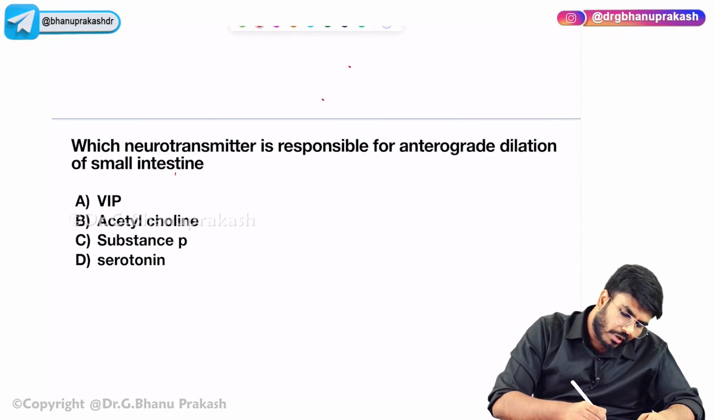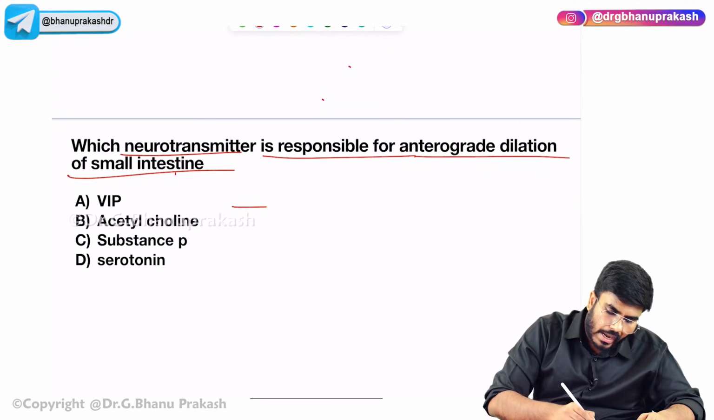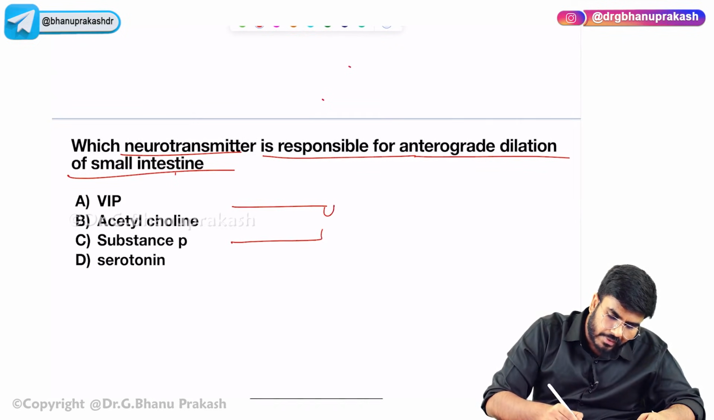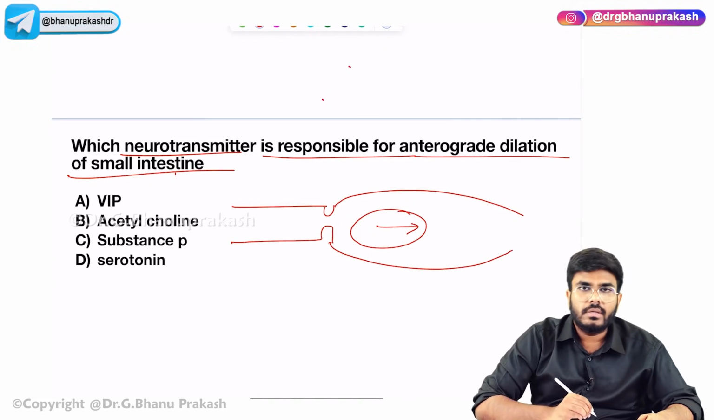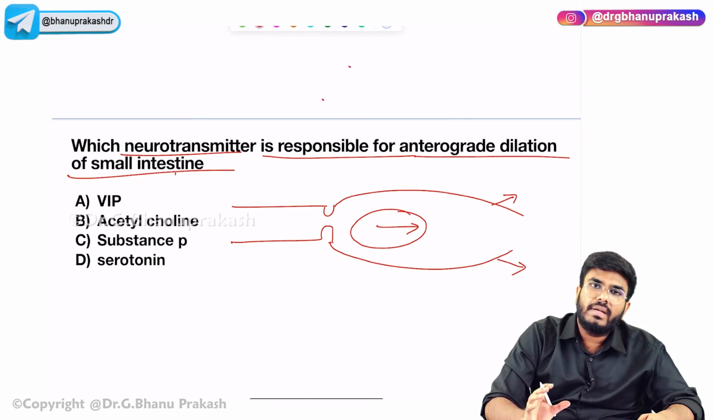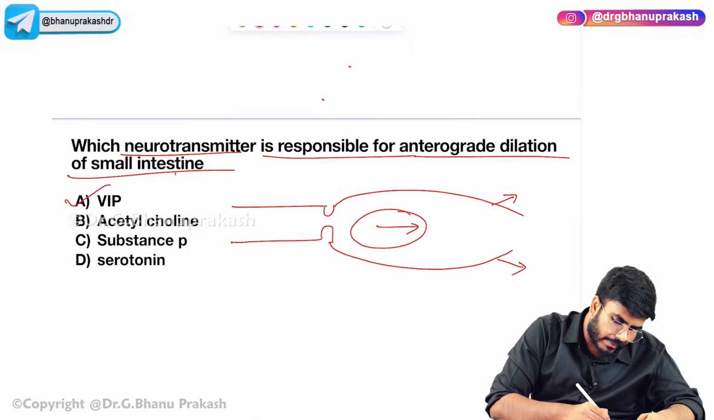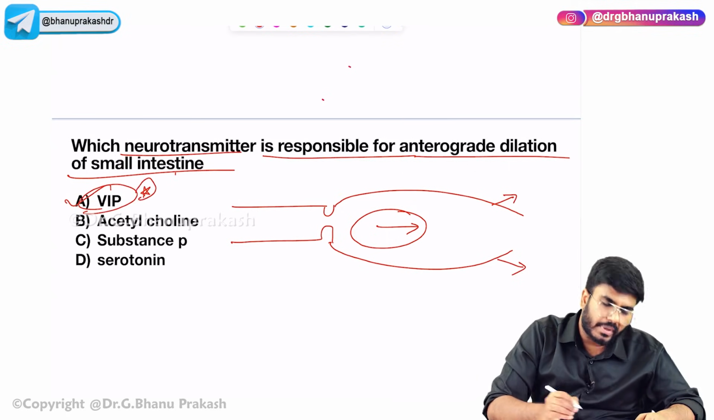Okay. Which neurotransmitter is responsible for the anterograde dilation of the small intestine? I have told you the proximal segment will contract and the distal segment will relax to take the food forward. So the anterograde segment will be dilated. The anterograde dilation is mediated with the help of nitric oxide as well as vasoactive intestinal peptide. Okay, nitric oxide and vasoactive intestinal peptide.